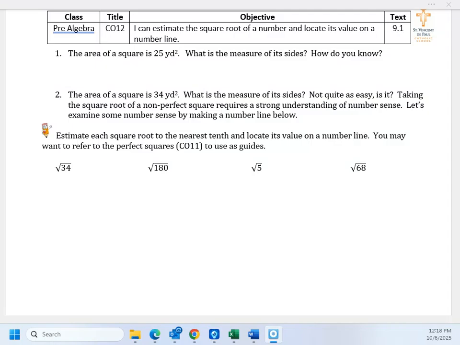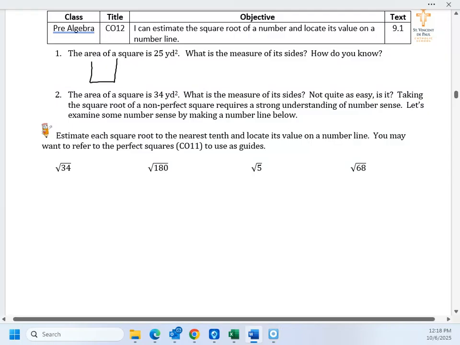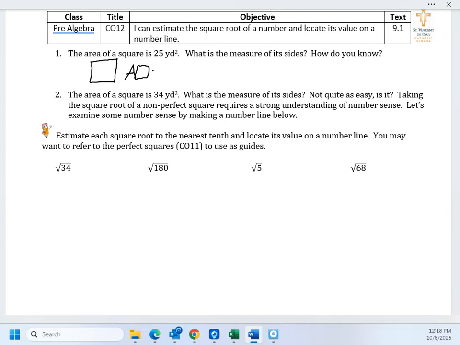So if we have a square, we know the area of the square is our length times the width. And if it's a square, what else do we know? Elliot? All sides are equal. All right, so a number times itself. So our length times the width, we're going to call it the side. So side times the side, we know that equals 25.